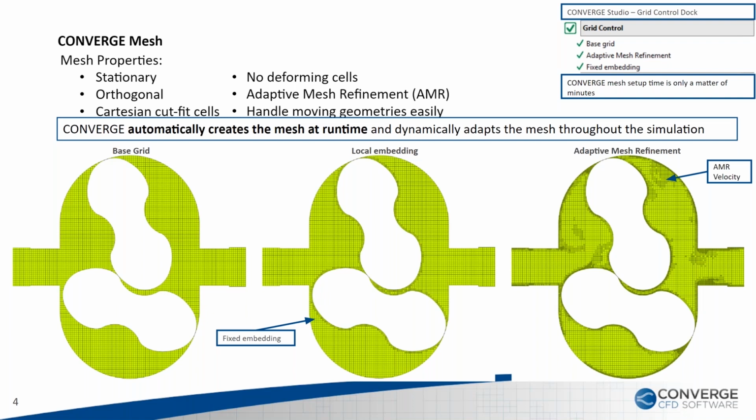Converge's automatic mesh generation can also very easily handle very complicated moving geometries. Things like pumps and compressors, internal combustion engines all have very complicated moving parts, and we're able to consistently and robustly mesh all of those as well.